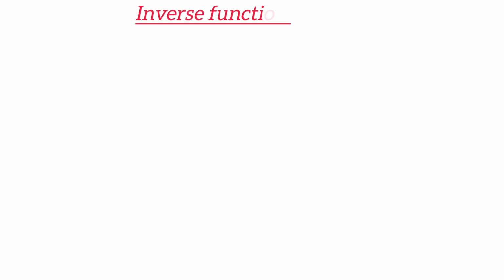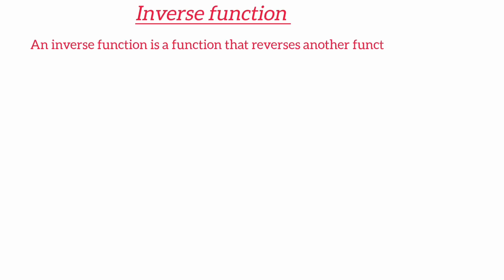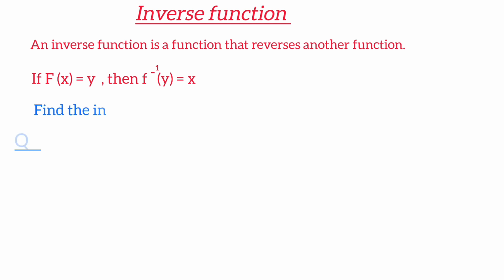Inverse function. An inverse function is a function that reverses another function. What an inverse function basically does is to undo what the original function did. For example, say we have a function f which takes x and gives y, then the inverse function f inverse will take that y and give x. Now, let's take a look at these examples.